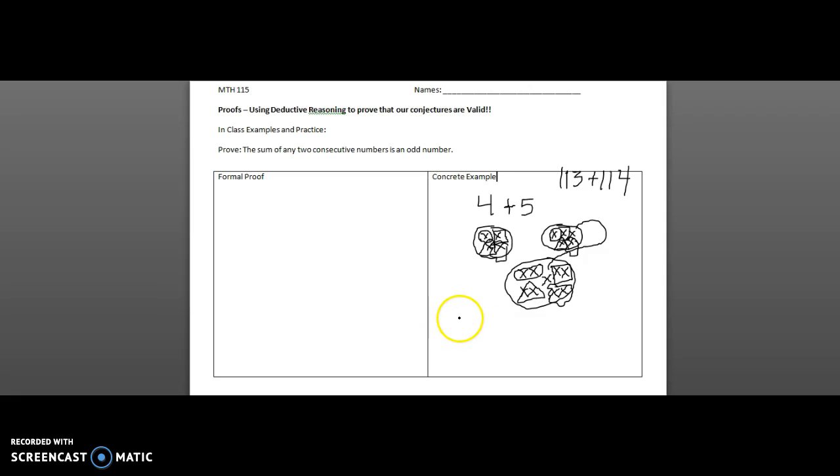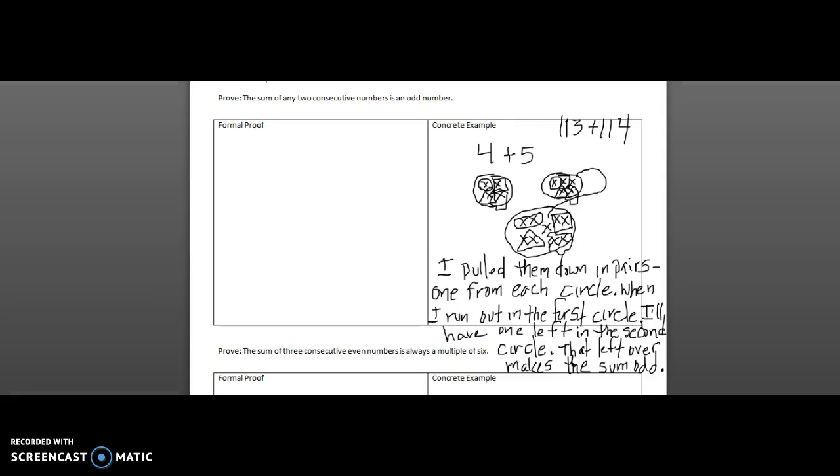Okay? So I'm not sure I'm going to be able to write this very neatly. I'm going to give it my best shot here. I'm going to pause, write it, and then come back in the video. All right, so my apologies for the messiness, but I did try to write it down. I'll read it to you. So I pulled them down in pairs, 1 from each circle. When I run out in the first circle, I'll have 1 left in the second circle. That leftover makes the sum odd. So that would be what I would consider full credit for a concrete example.